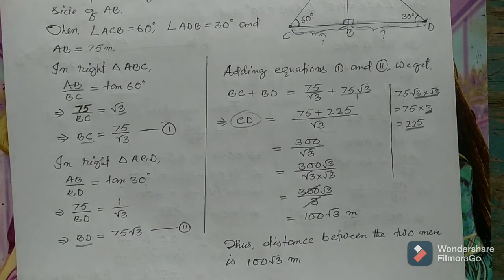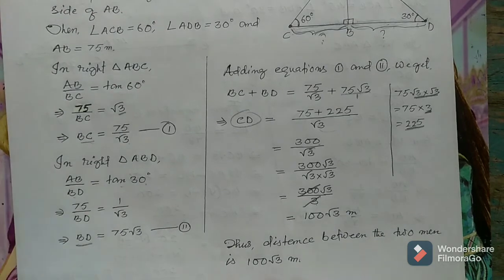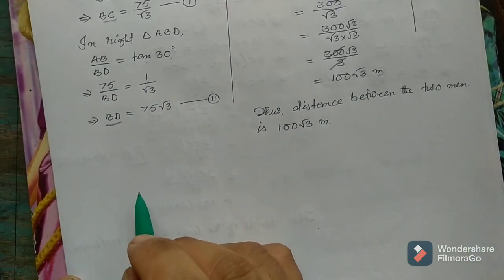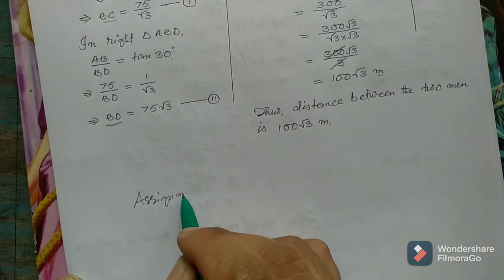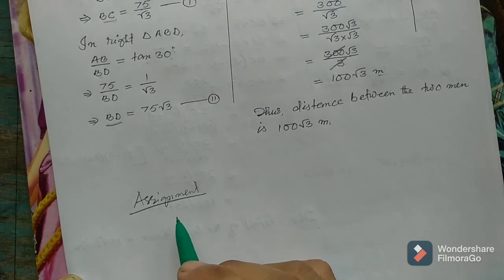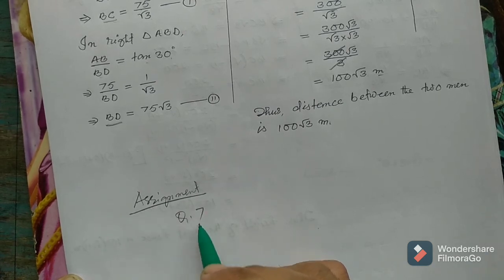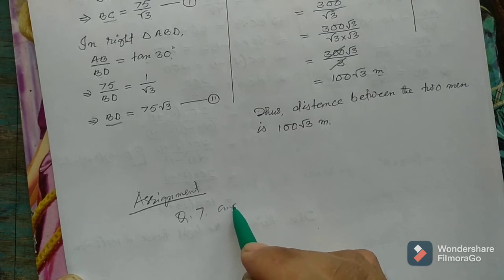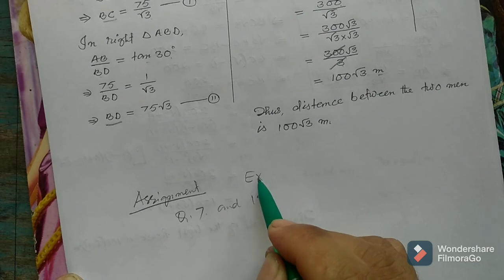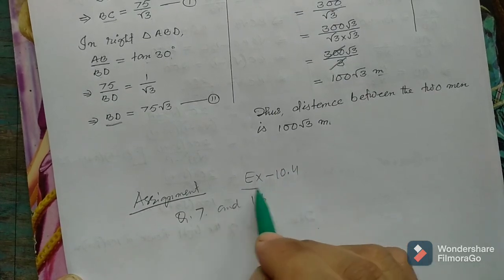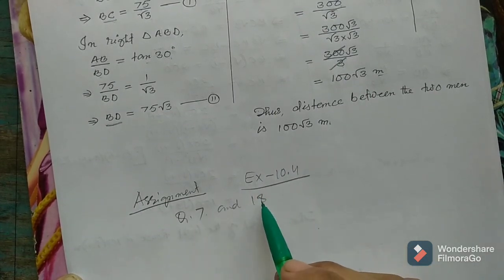So, that is the second question. Now, I will give you some questions to practice as homework, your assignment. Question number 6, 7 and question number 18. I'm talking about textual questions. Exercise 10.4. Question number 7 and number 18.